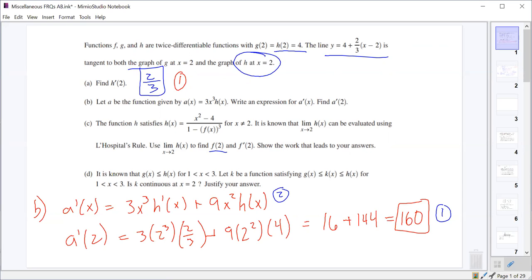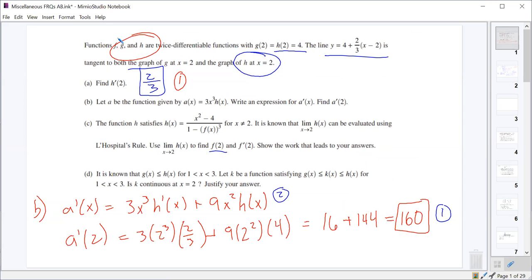Since g and h are both differentiable functions, they're continuous. They're differentiable on the entire interval from 1 to 3. And if they're both continuous, then the function that is sandwiched between them needs to also be continuous, since these values all exist for all values between 1 and 3. So just the sandwich theorem.